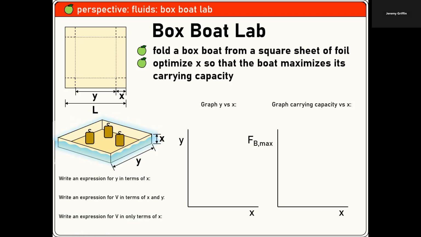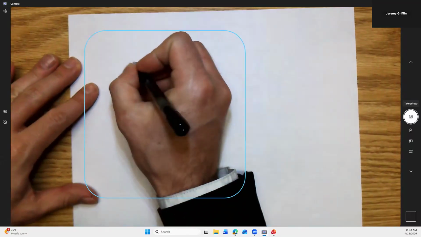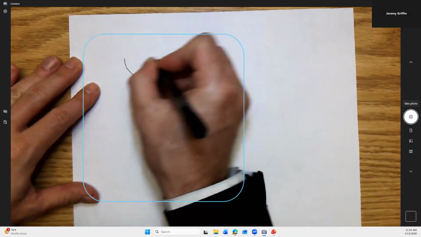Okay. Right here, let's flip over, give you guys a challenge question over here. Suppose you have a boat.